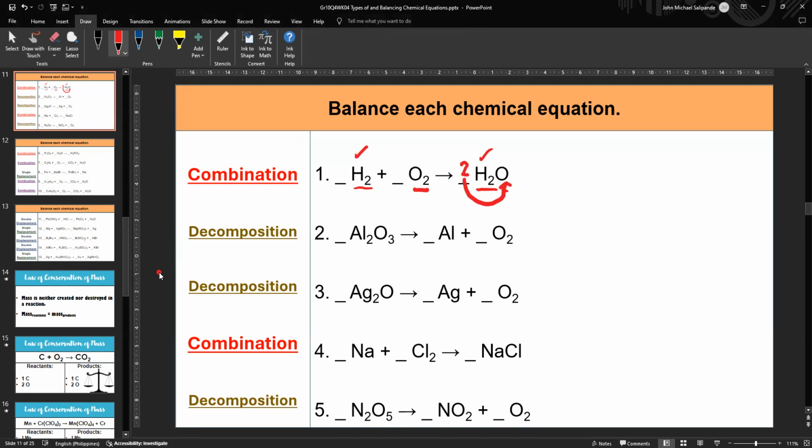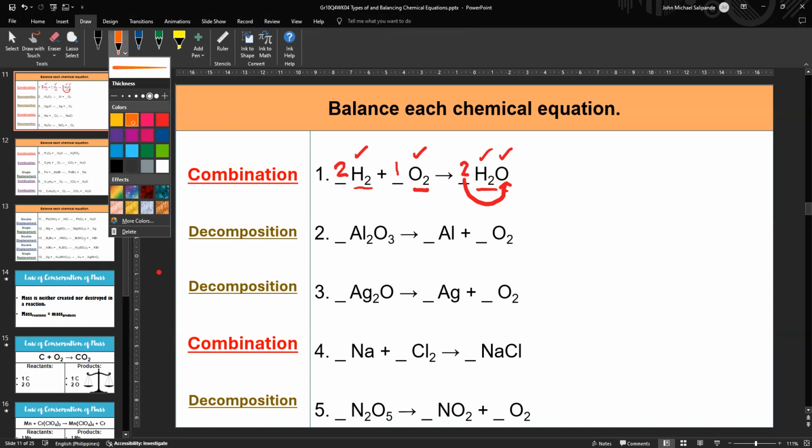Now, since naglagay tayo ng 2 sa H2O, nadamay ngayon si hydrogen. Now, hydrogen atoms on the product side are now 2 times 2 equals 4. And ang number of hydrogen atoms sa left side ay dalawa lang. So to make the number of hydrogen atoms on the left side 4 as well, we have to multiply this by 2. And with that, balance na po lahat ng atoms on the reactant and product side. So dito, maglalagay ako ng number 1 since technically wala naman tayong nilagay dito. Okay, number 2.